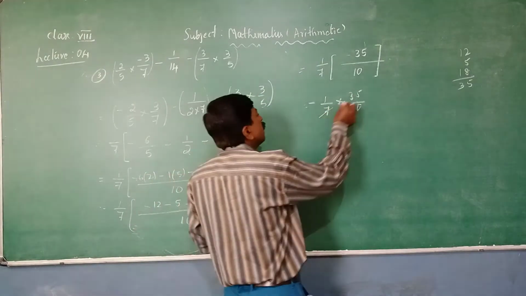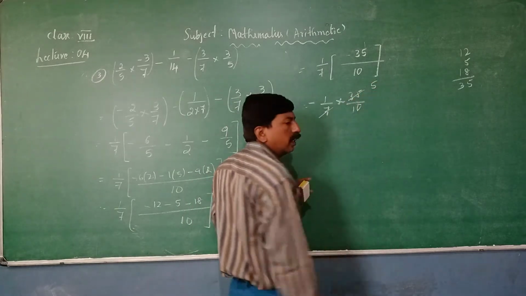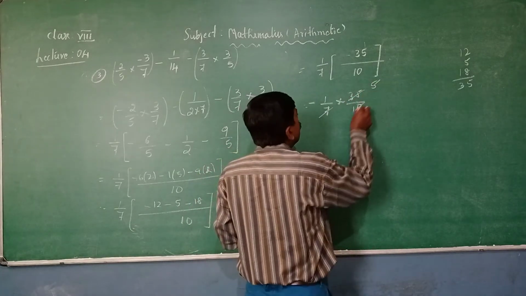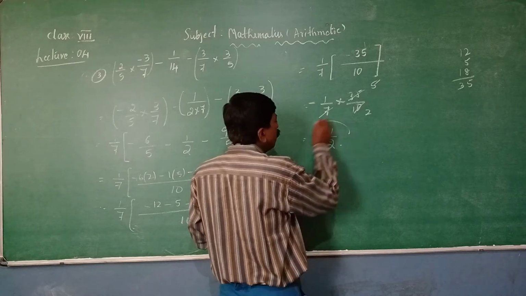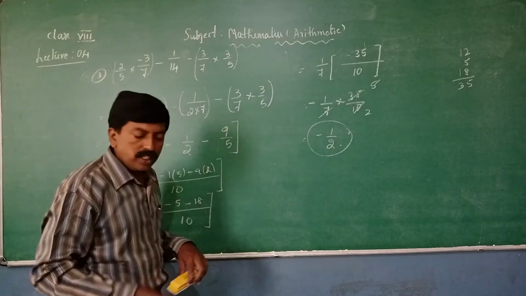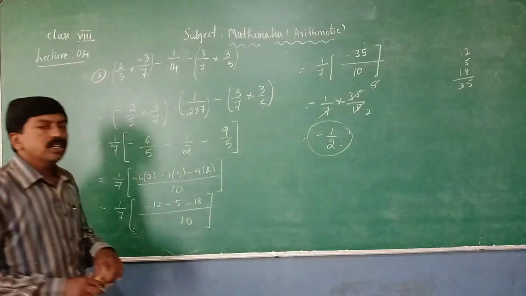Now 7 1s are 7, 5 7s are 35. 5 1s are 5, 5 2s are 10. Therefore it is minus 1 by 2. So like this you can simplify the rational number.